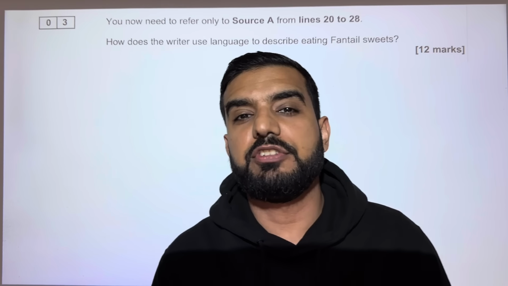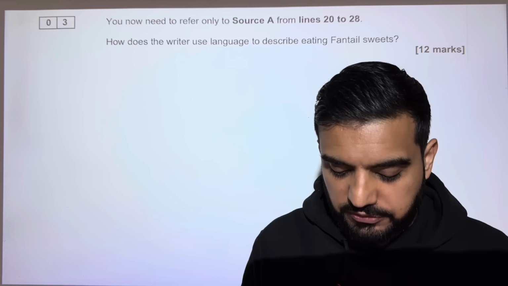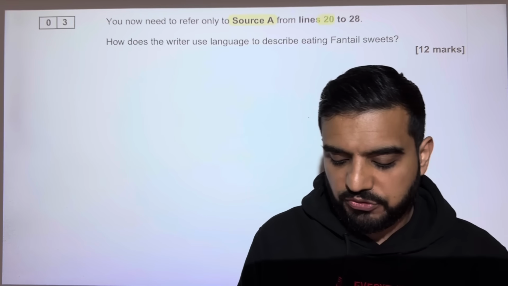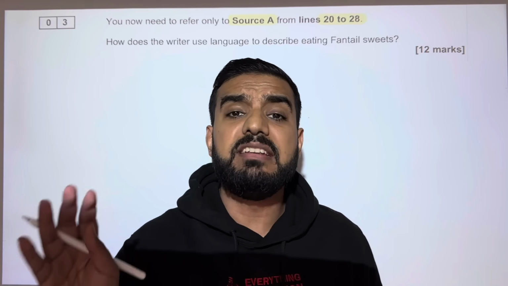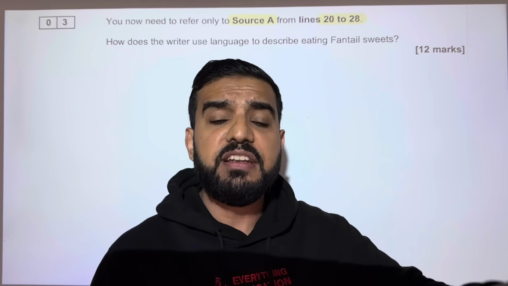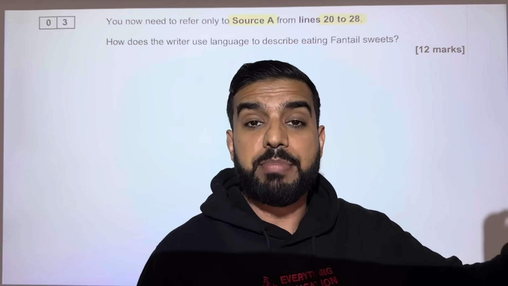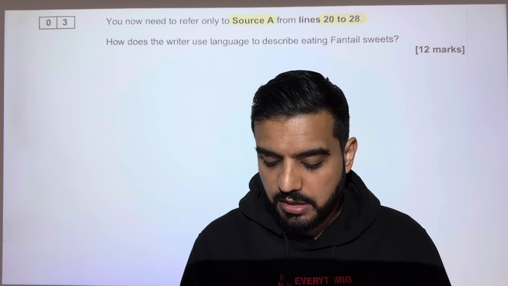Paper 2 question 3. We go back to language for this one. This question, guys, looks at source A, and it looks normally at one paragraph from source A. And we've already done this question in paper 1 question 2. We've already done the language question. However, in paper 1 it's worth 8 marks. In paper 2 it's worth 12 marks.